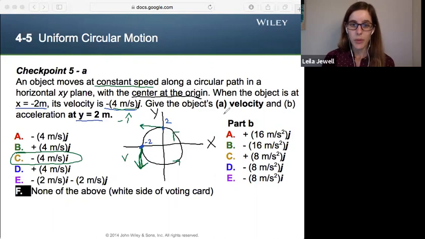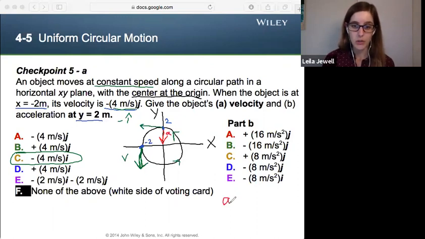Okay, what about for part B? We need to find the acceleration at this point. Well, first off, what's the direction of the acceleration? Remember, the acceleration is centripetal, so it's center seeking. So at y equals 2, it needs to be pointed towards the middle. All right, and then what about the magnitude?